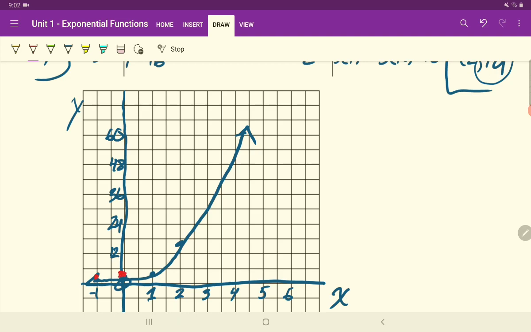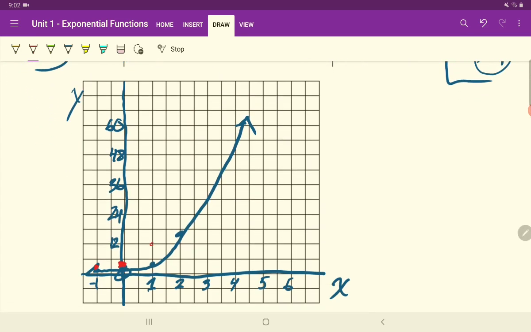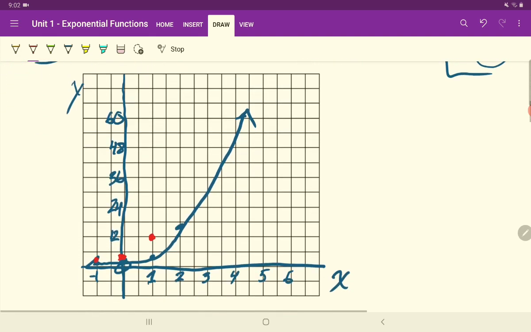Okay, it's supposed to be in between 0 and 6 there. Doing the best I can. 1, 12. Okay, look what's happening to this graph. And then 2, 48. Okay, so by multiplying it by 3, I have quite the significant change here.